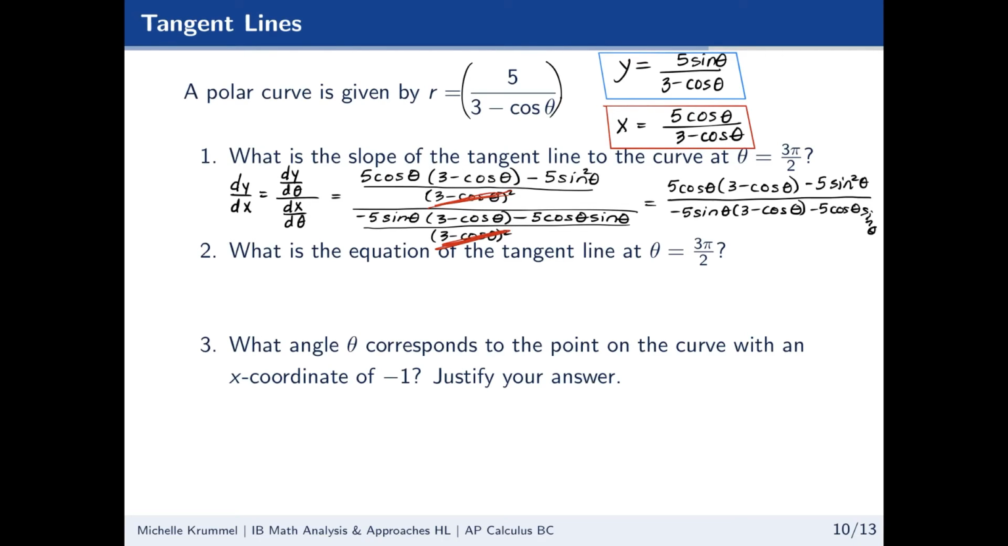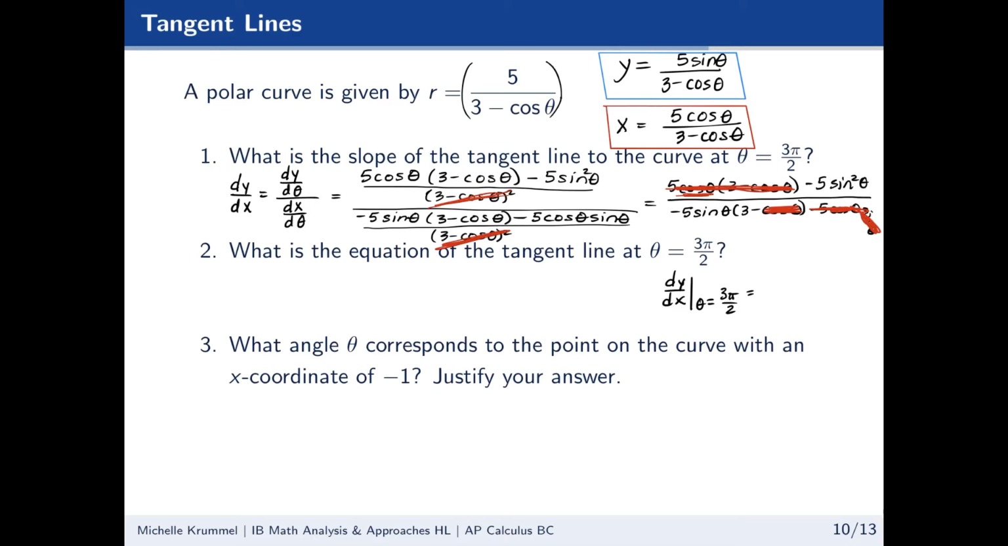Okay, we want the slope specifically when theta equals 3 pi over 2. So I'm running out of space. I'm just going to come down here. dy dx at theta equals 3 pi over 2. And we're just substituting in 3 pi over 2. The cosine of 3 pi over 2 is 0, though. So this is 0. So this whole term right here is 0. This is 0. This is 0. So this whole term is 0.